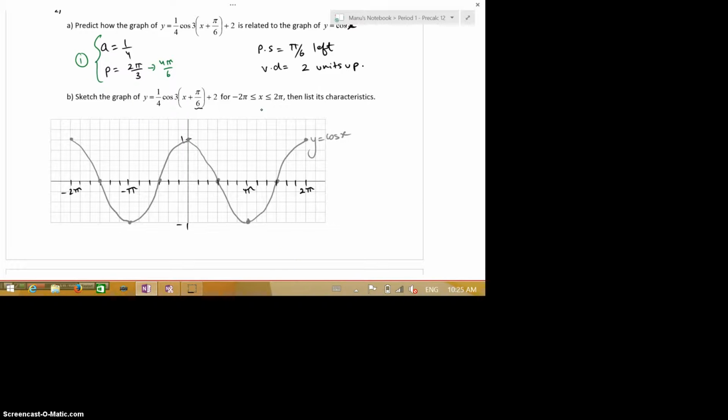So that means my graph is going to start at 0 and 1/4 up here. 0 and 1/4. And it's going to end at 4 pi over 6 and 1/4. So that's 1, 2, 3, 4 pi over 6 and 1/4. It's going to end right there. In between those points, halfway through, we're going to have our minimum. Right here, we're going to have the minimum.